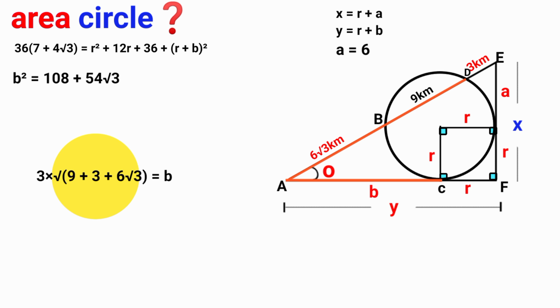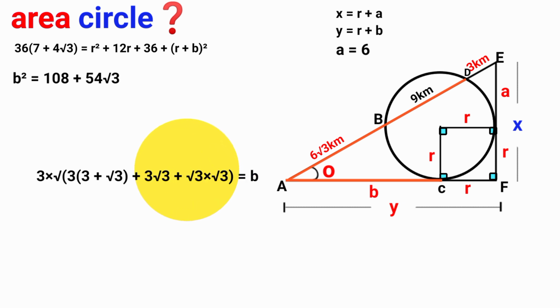12 is 9 plus 3, and 6 root 3 is the same as 3 root 3 plus 3 root 3. We bring 3 root 3 close to 9 and 3 to the back. Now it is 9 plus 3 root 3 plus 3 root 3 plus 3. From 9 plus 3 root 3, we can factor out 3, so it is 3 times (3 + root 3). While here, this 3 is the same as root 3 times root 3. From 3 root 3 plus root 3 times root 3, we can factor out root 3, so it is root 3 times (3 + root 3).